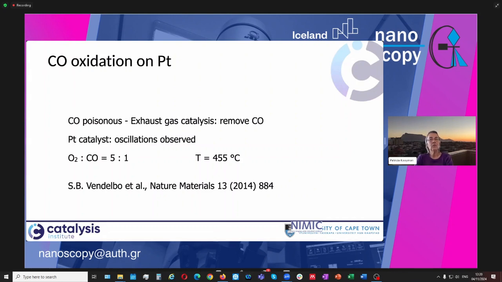So what we did is we used, of course, diluted carbon monoxide in inert gas, and we used on purpose a huge surplus of oxygen to make sure that we could oxidize all the carbon monoxide if the catalyst was capable of doing that. And then the movie that I'll show you was recorded at 455 degrees centigrade, but there was a temperature range in which the phenomena that we will see would happen.